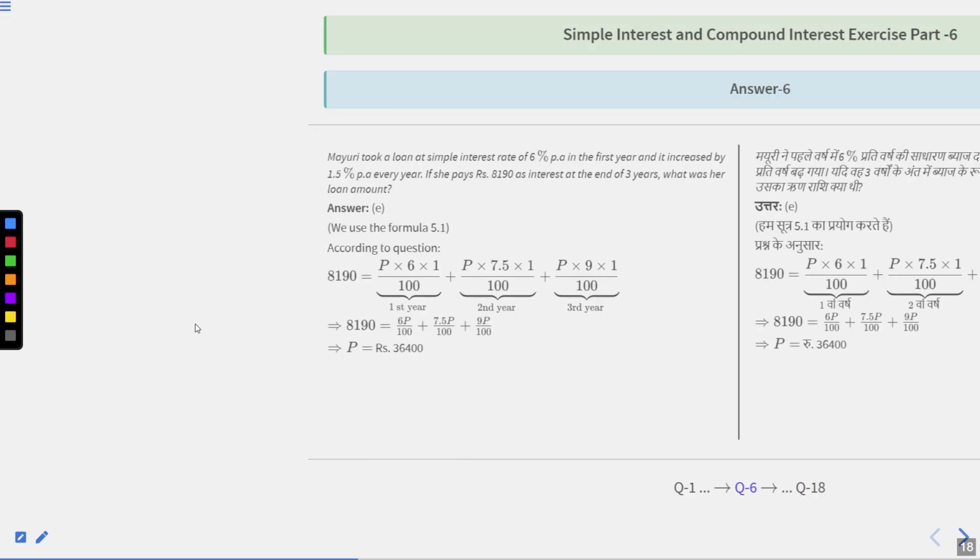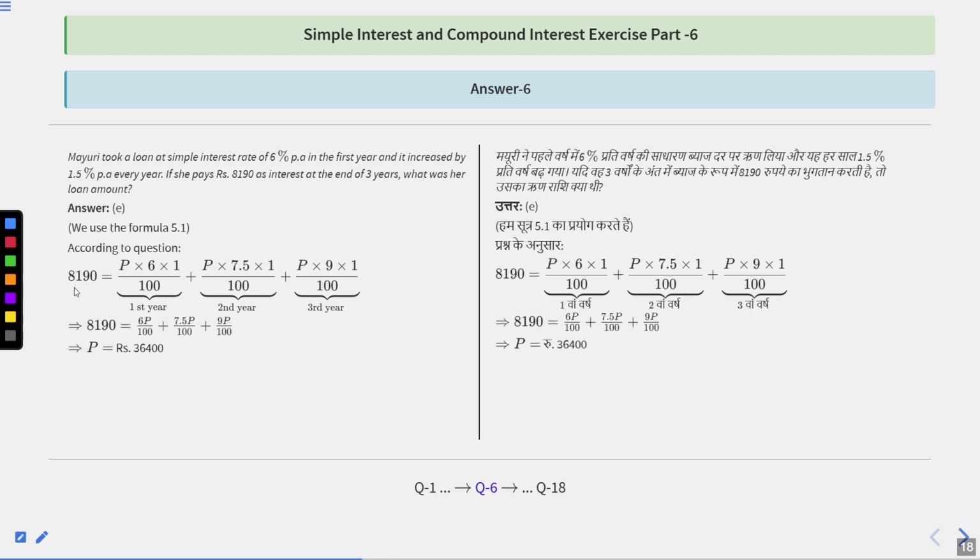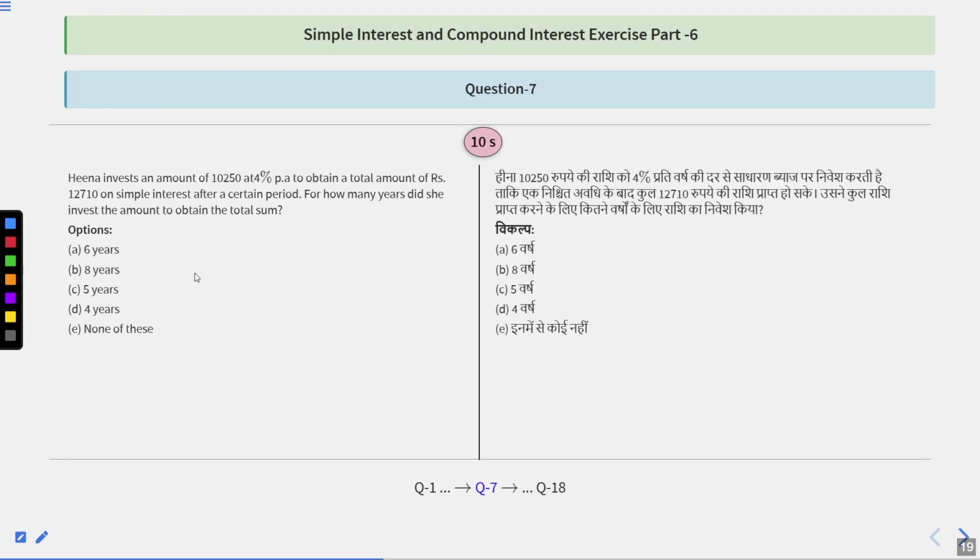Now time's up. Let's see the solution. According to the question, Mayuri pays 8190 because the rate of interest increased after 6% per annum by 1.5% per annum every year. First year is 6%, so the simple interest will be P into 6 into 1 upon 100. Next year it will become P into 7.5 into 1 upon 100. In the last year it will become P into 9 into 1 upon 100. So the total simple interest equals 8190. When we calculate it, we get the value of P, which is 36,400. That is the correct answer. Next one.